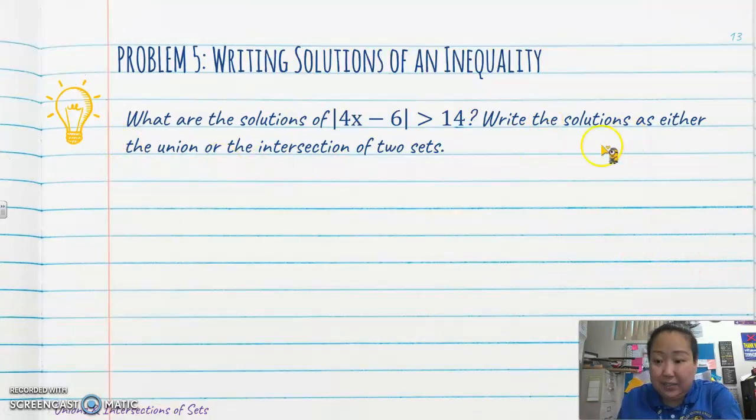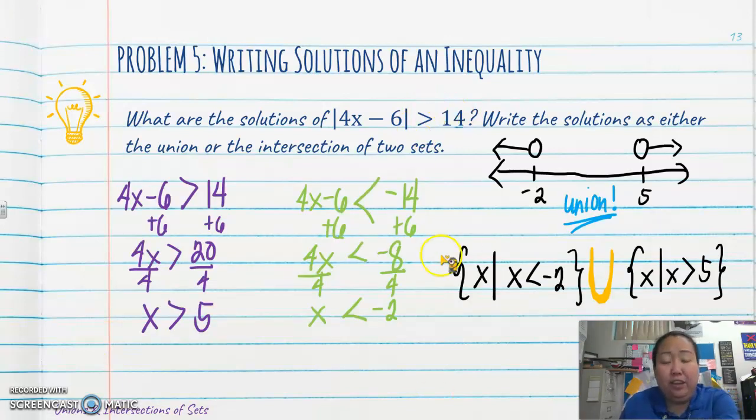Why don't you try this next example on your own? Figure out if it is a union or an intersection of two sets, and then of course write your solution in set builder notation. Go ahead. If you follow our previous example, your absolute value expression, the positive, will stay as greater than. The negative version will be the opposite inequality, which is less than. Solving, you both add 6, you both divide by 4. Your inequality will have x is greater than 5. The other one is x is less than negative 2.